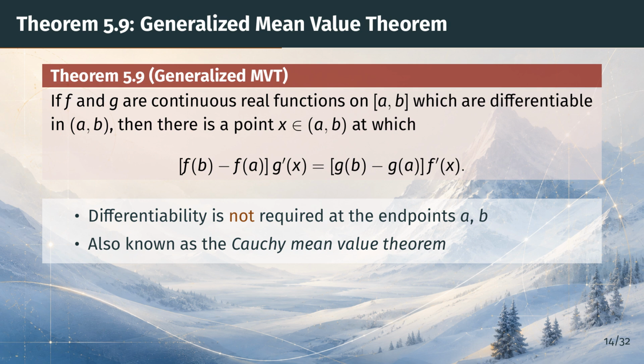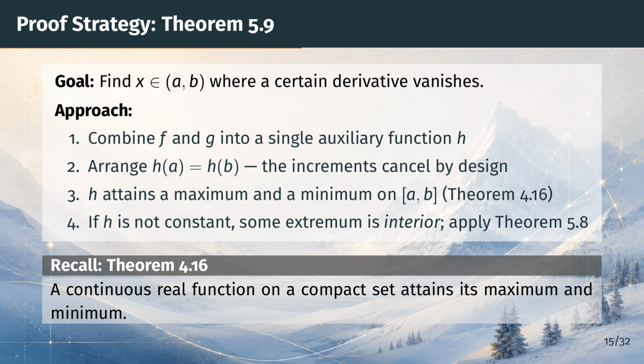Notice from the first bullet that we need differentiability only at interior points. Continuity at the endpoints suffices. This weaker hypothesis costs nothing in the proof and is often useful. Before the proof, let's plan our strategy. Let's understand the plan before diving in.